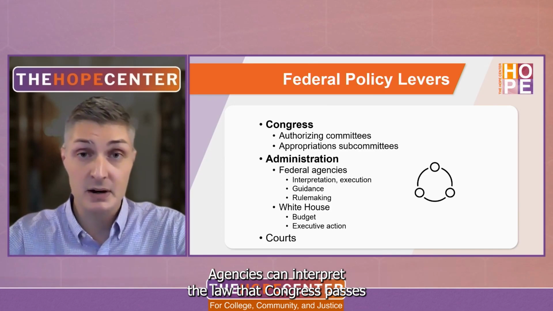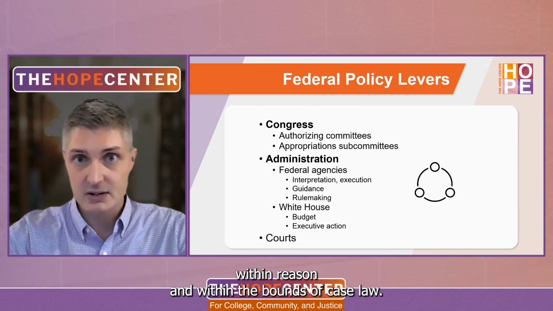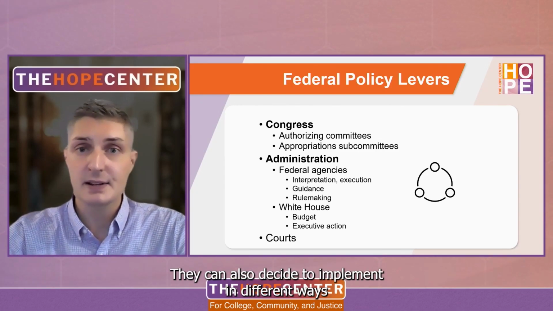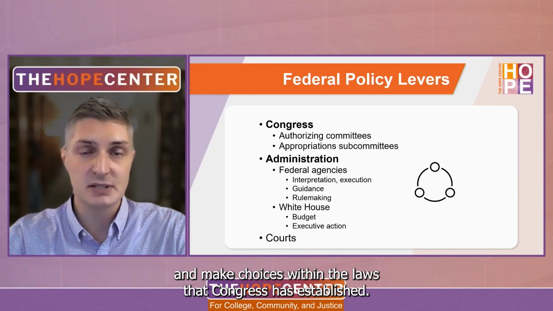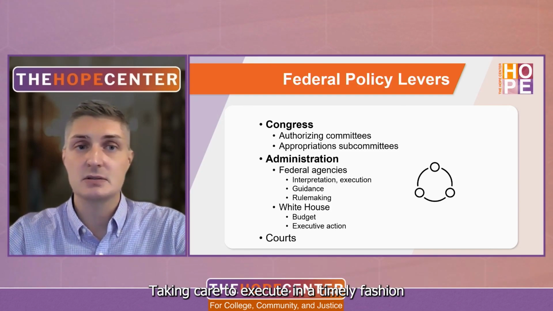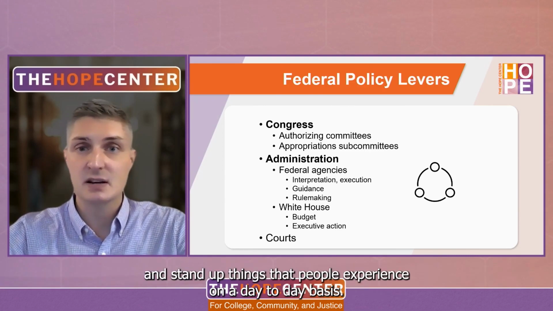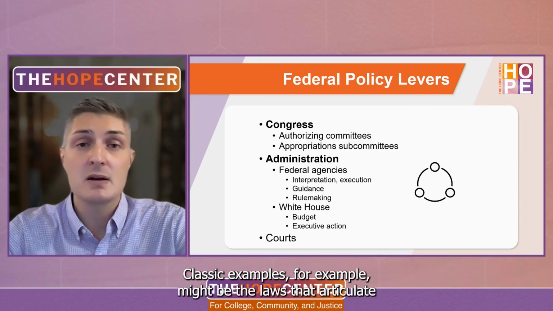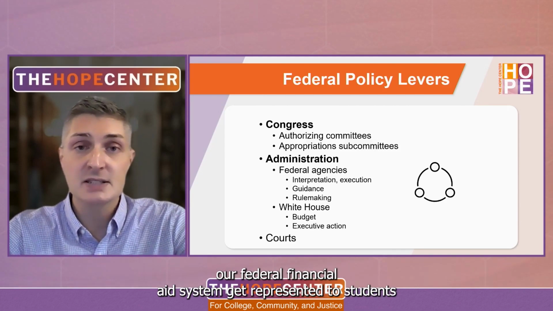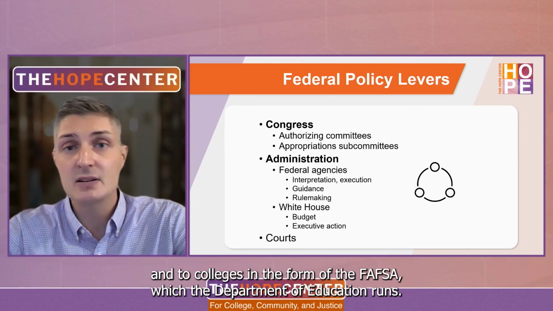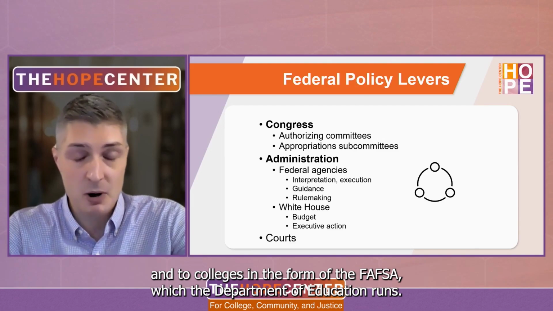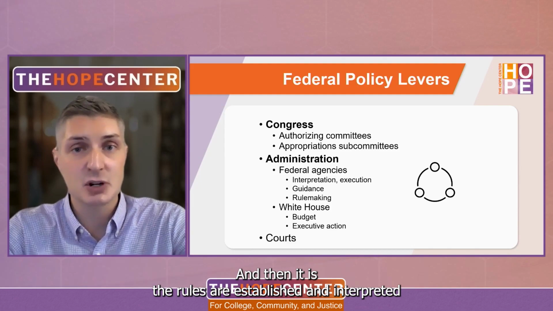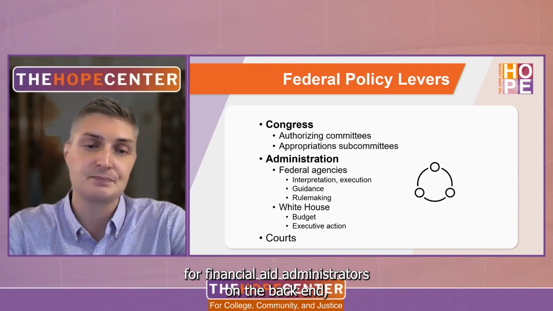Agencies can interpret the law that Congress passes within reason and within the bounds of case law. They can also decide to implement in different ways and make choices within the laws that Congress has established, taking care to execute in a timely fashion and stand up things that people experience on a day-to-day basis. A classic example might be the laws that articulate our federal financial aid system get represented to students and to colleges in the form of the FAFSA, which the Department of Education runs. And then the rules are established and interpreted for financial aid administrators on the back end.